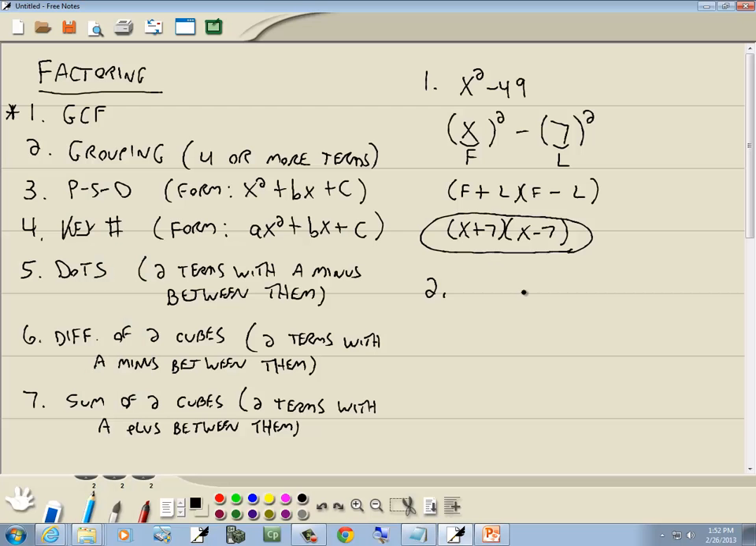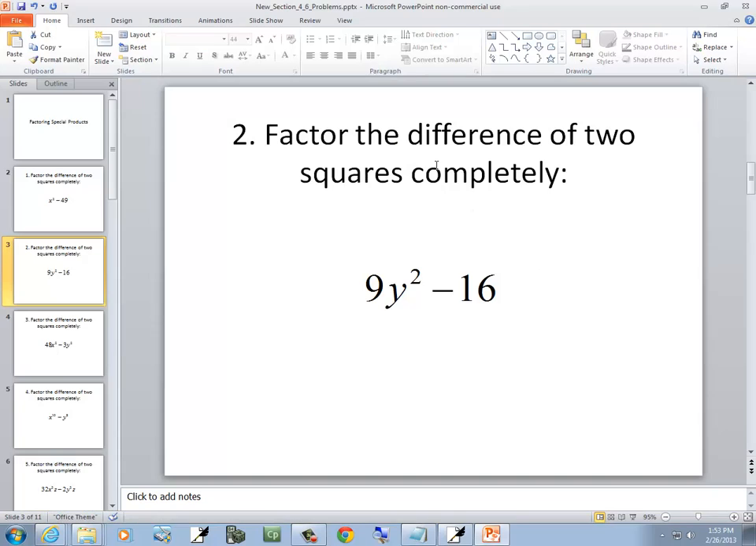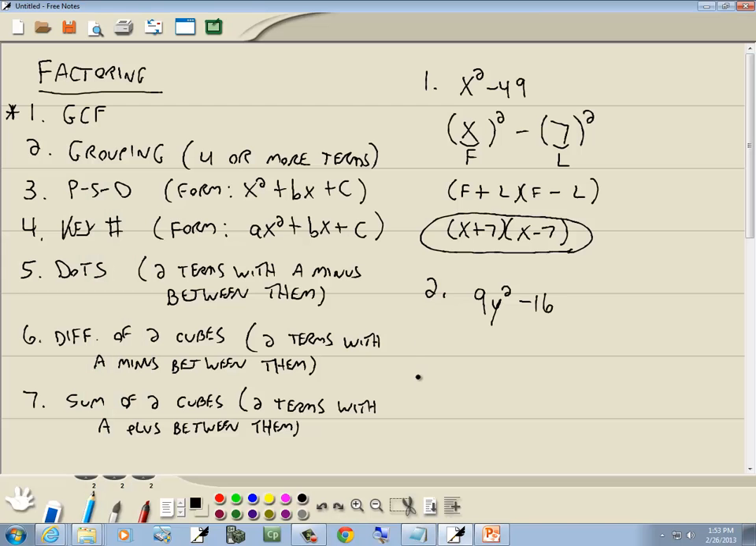Let's look at our next one. Got 9y squared minus 16. Unfortunately, they tell you to factor the difference of 2 squares, but let's say they didn't say it. GCF, don't have any. Grouping, 4 or more terms. No, that doesn't fit. PSD and key number will be 3 terms. That doesn't fit. DOTS, 2 terms with a minus between them. Well, that fits. So we're going to try to write it as something squared minus something else squared.